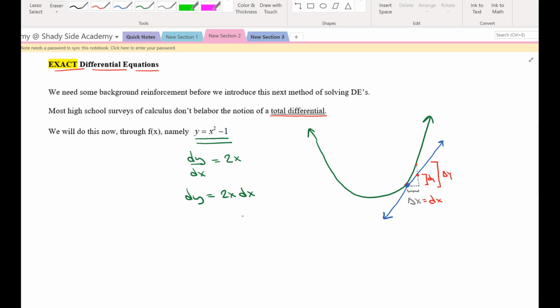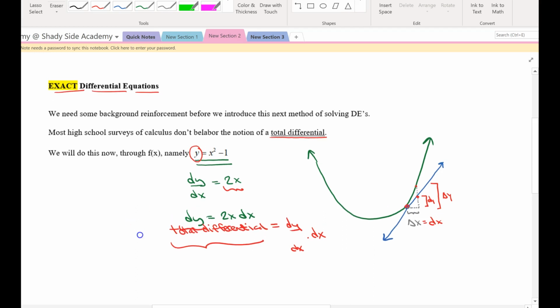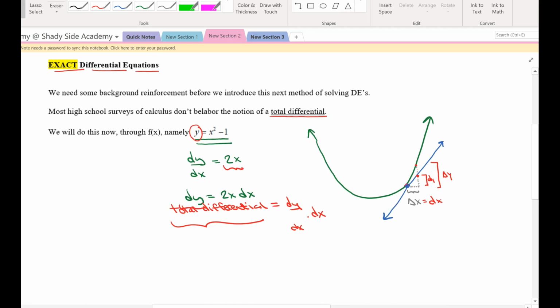Thank you, sweetheart. We can call this dy, but we can also call this the total differential. And the total differential, as you see, is none other than dy dx times dx, so to speak, right? Because dy dx is this after all. Now, this total differential means the change in the function f of x, by way of the local linear approximation, given a certain change in x, dx or delta x.